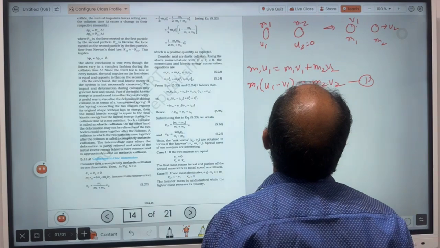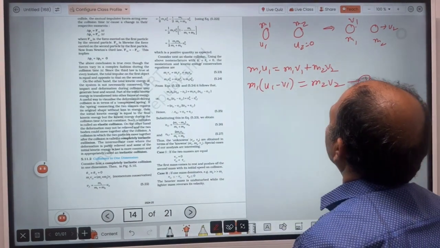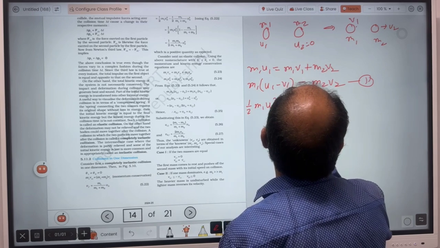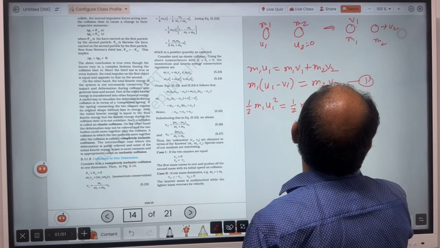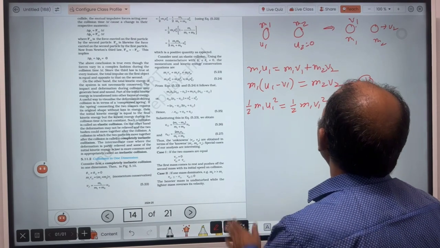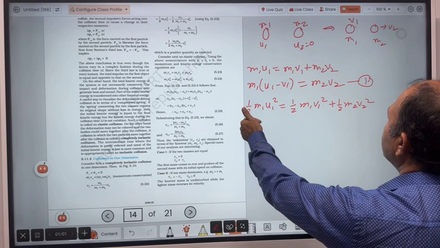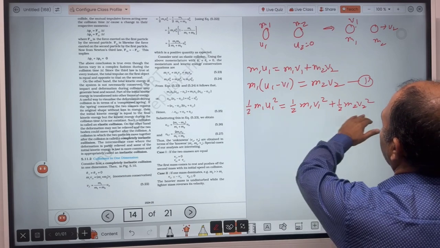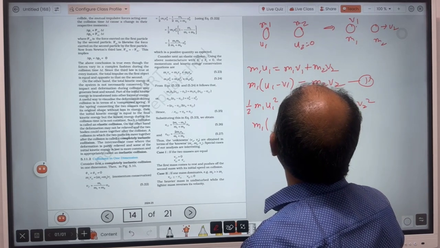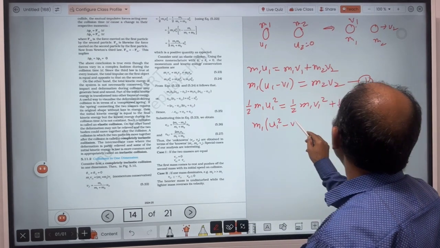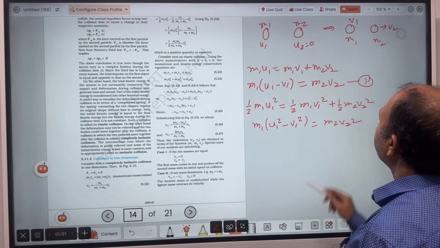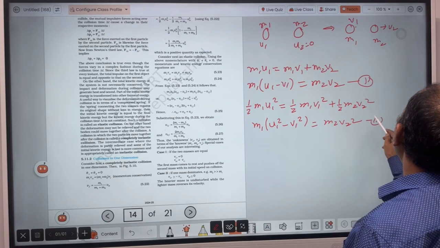Suppose this is equation number 1. Now we write the relation for kinetic energy. Half m1 u1 square will be equal to half m1 v1 square plus half m2 v2 square. Now again we do the same thing, but first we multiply each term by 2 so that the denominator gets cancelled. Then we take m1 common on this side: m1 times (u1 square minus v1 square) equals m2 v2 square. Now this is equation number 2.